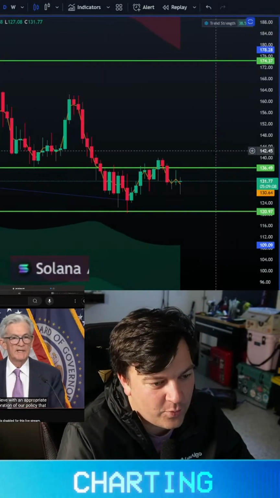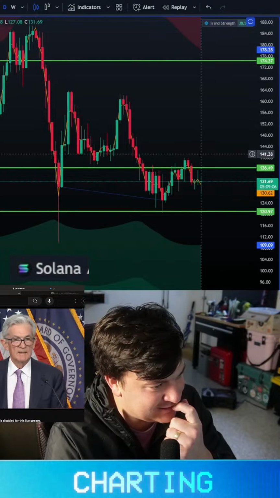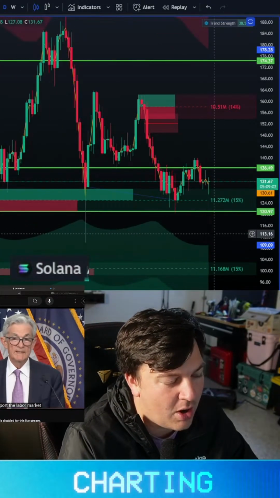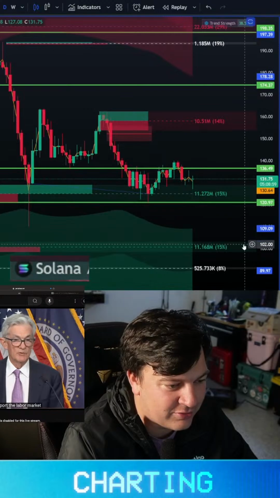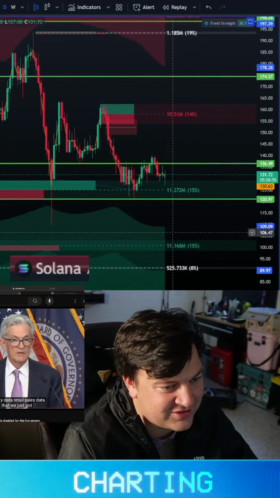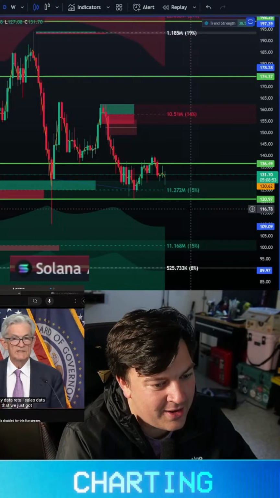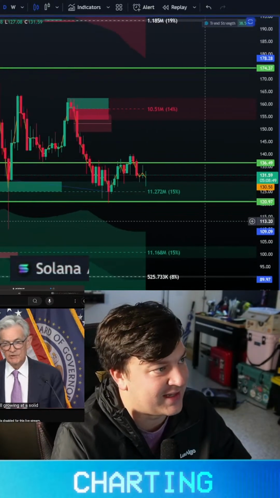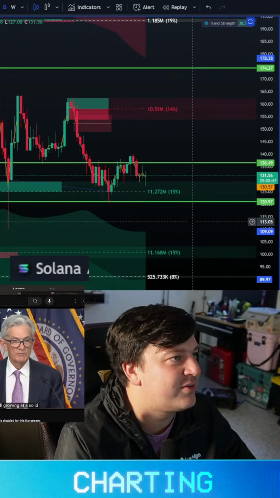We can continue to see the economy growing, and that will support the labor market. In the meantime, if you look at the growth of economic activity data, retail sales data, and second quarter GDP, all of this indicates an economy that is still growing at a solid pace. That should also support the labor market over time.